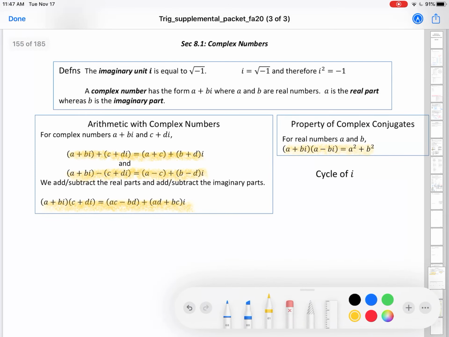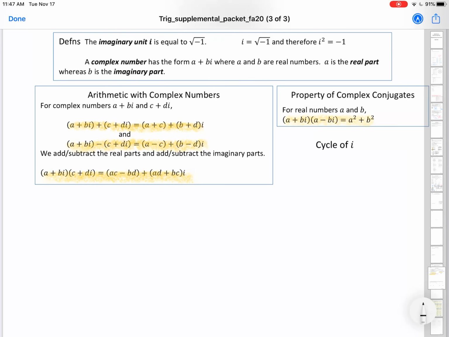So let's talk about the fact that i squared is -1. That leads to what we call a cycle of i, which books will take advantage of, and I'm sure you saw in your intermediate algebra class. I haven't taught intermediate algebra and not had it addressed. So we know we have i, and i squared is -1. So when we go to find i cubed, remember what i cubed is. It's i squared times i, which is -1 times i, and so that's -i.